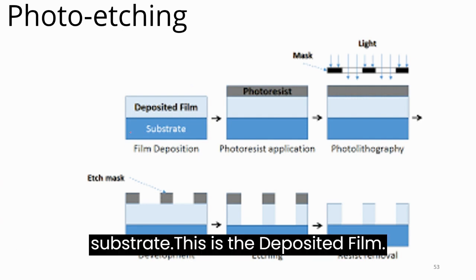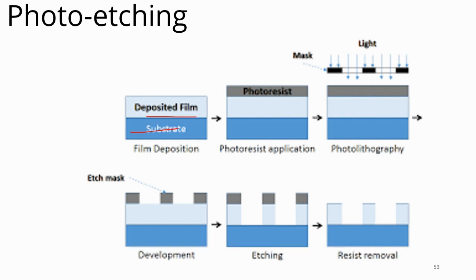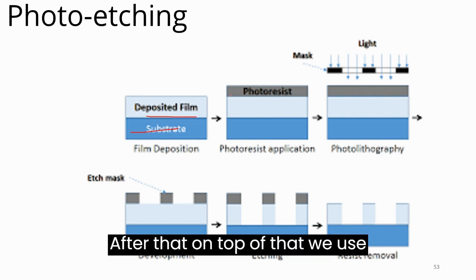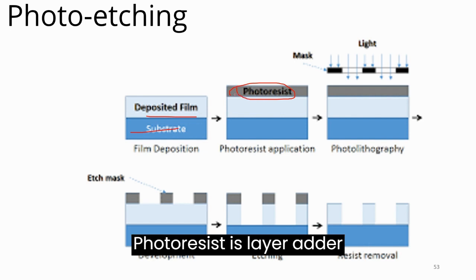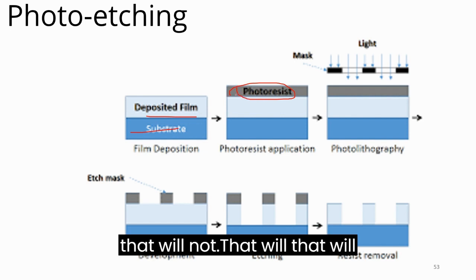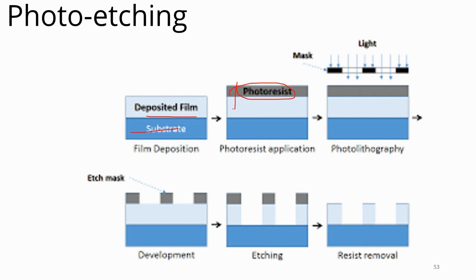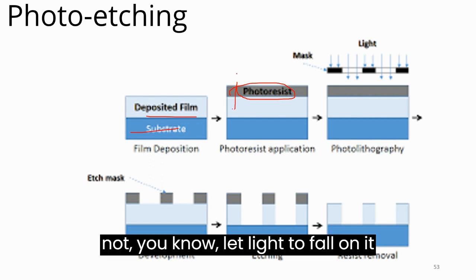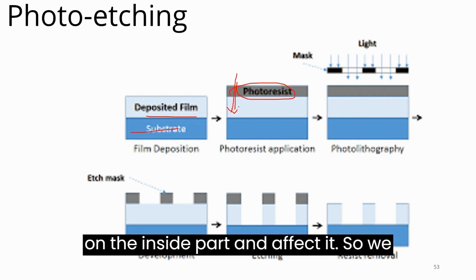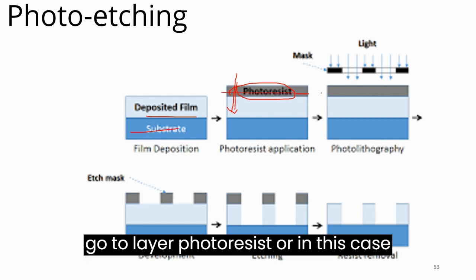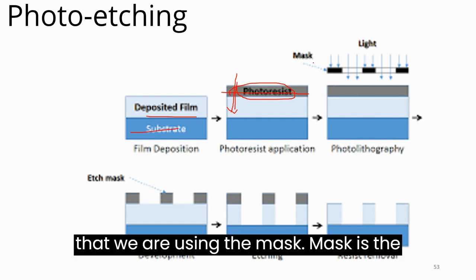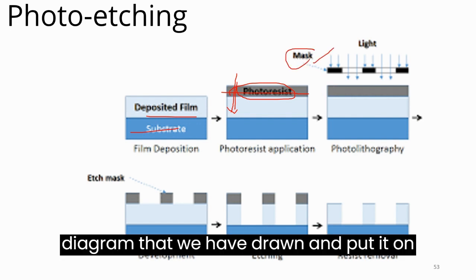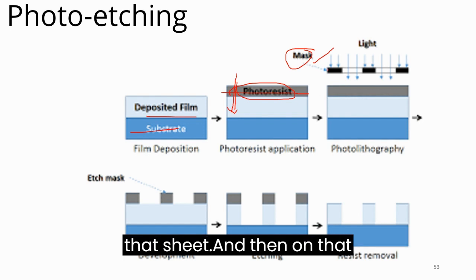This is the substrate, this is the deposited film. After that, on top of that, we use something called photoresist. Photoresist is a layer that will not let light fall on the inside part and affect it. So we coat the layer with photoresist, or in this case let's consider it as wood. And on top of that, we are using the mask. Mask is the diagram that we have drawn and put on that sheet.